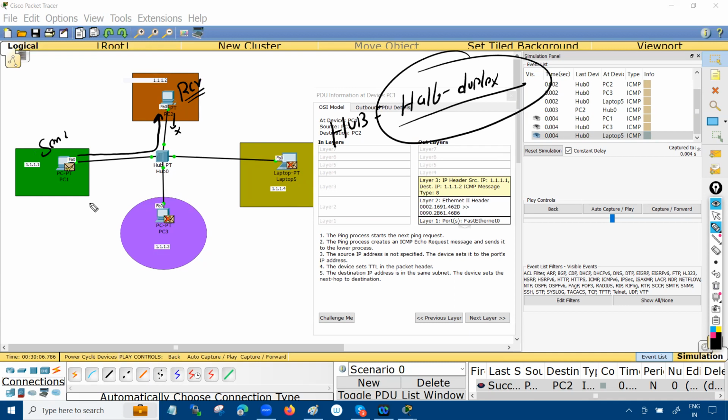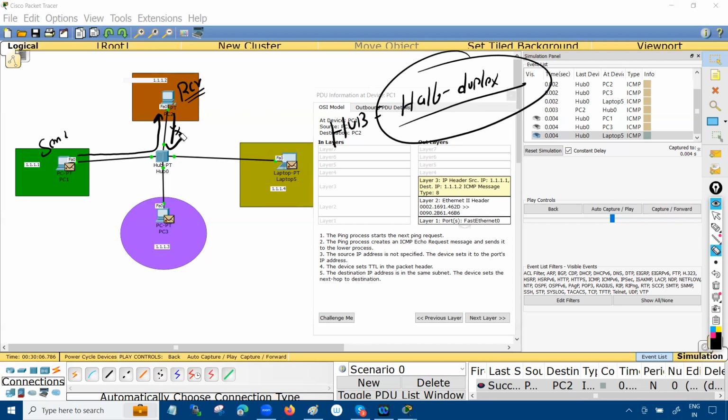Bidirectional communication is possible. Some guys have the confusion. Some guys I have seen in the interview, they're saying, no, bidirectional communication is not possible in the hub, or we can say the half duplex. It's possible, it's possible. But the only problem is, at the same time it is not possible. When I receive the packet completely, then I can send the packet.